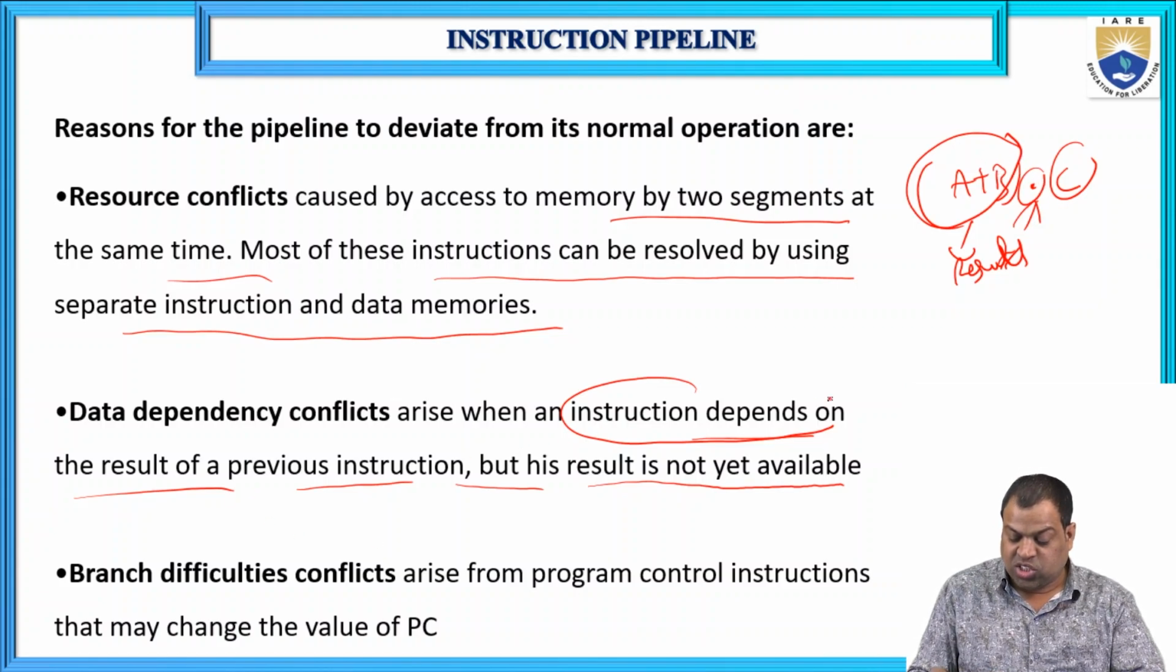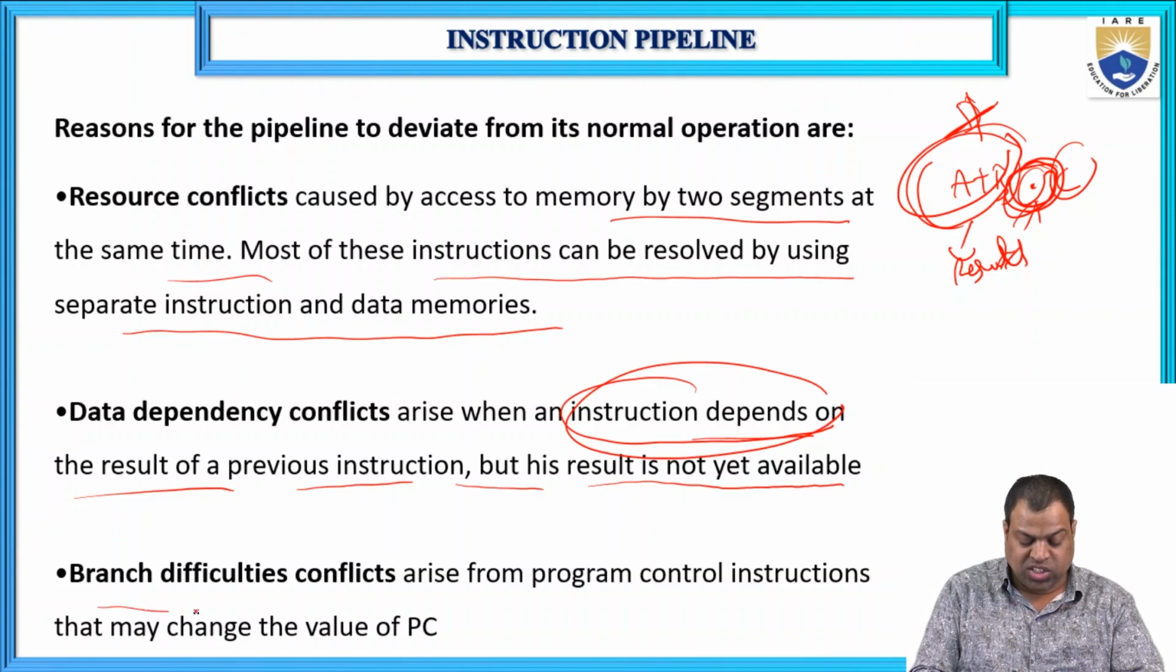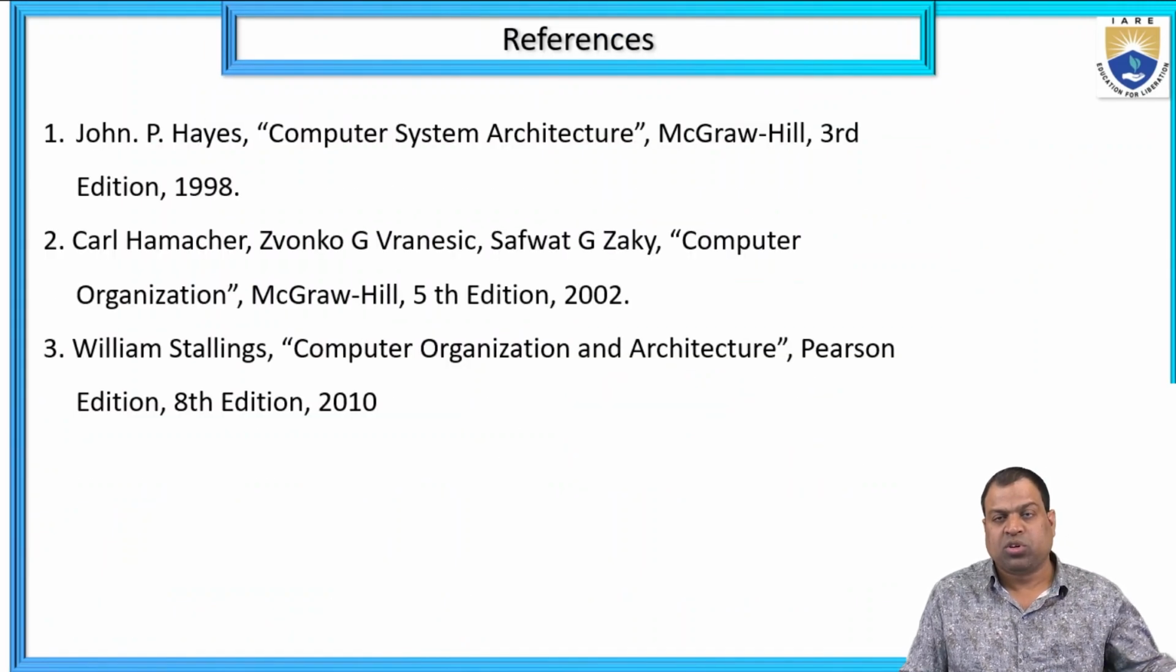Like this, an instruction depends on the result of a previous one. Suppose the result of A plus B equals D, and I am multiplying D into C, for example, or X into D. So this instruction depends on the result of the previous instruction. This multiplication depends on the previous addition result. Then it will be complete. Otherwise, the result is not yet available. And branch difficulties conflicts arise from program control instructions that may change the value of PC. So these are about the instructions.